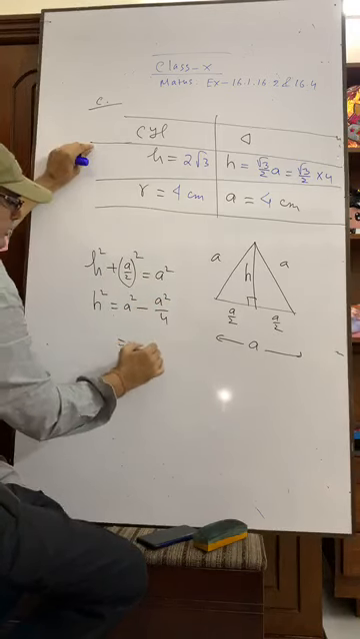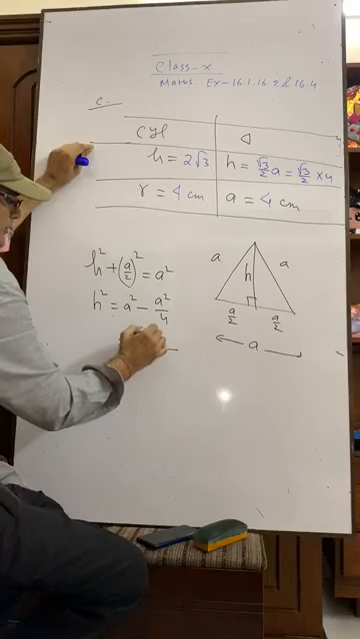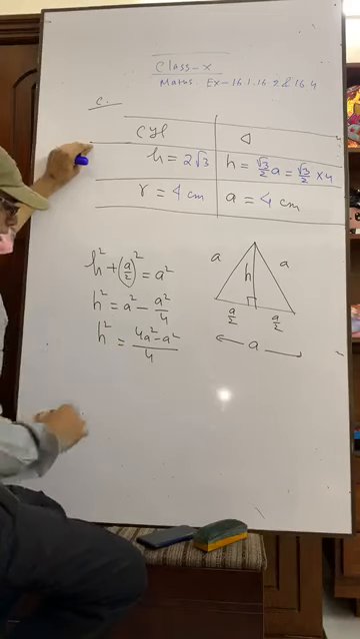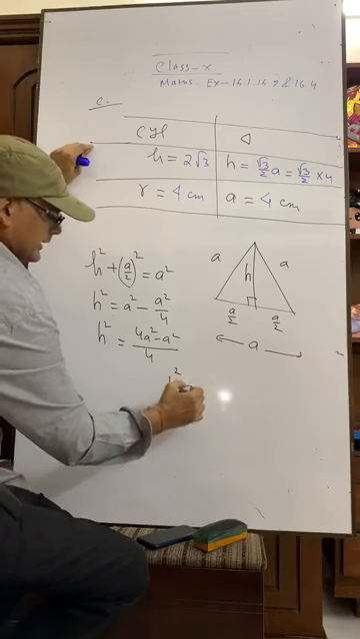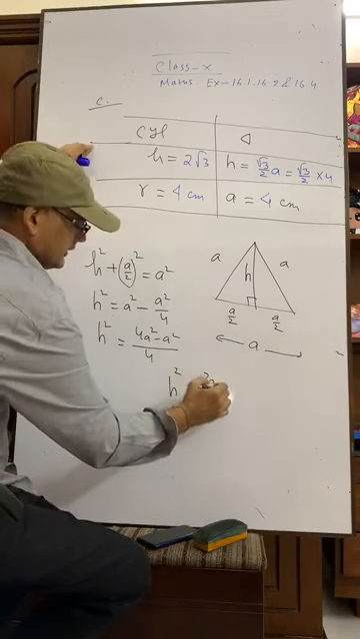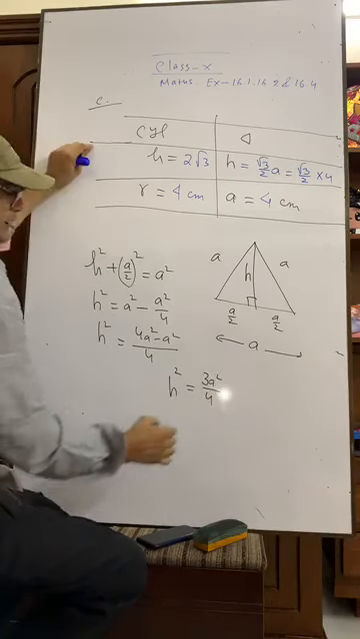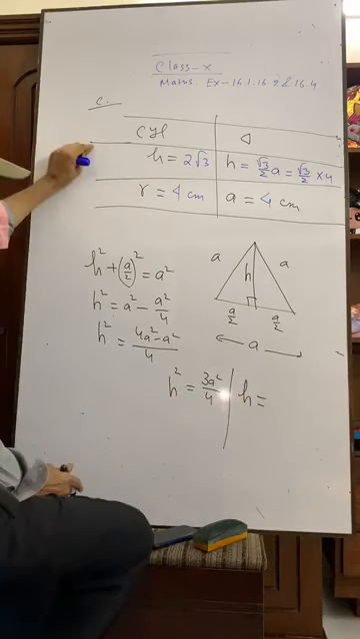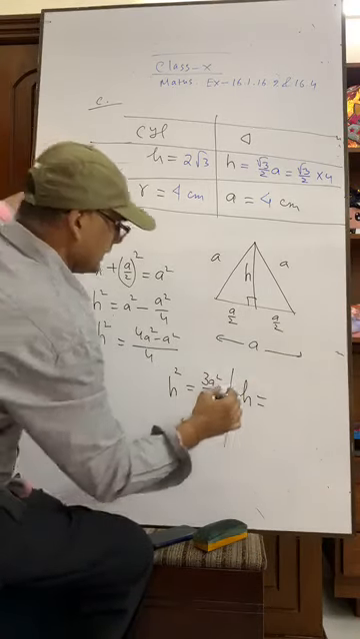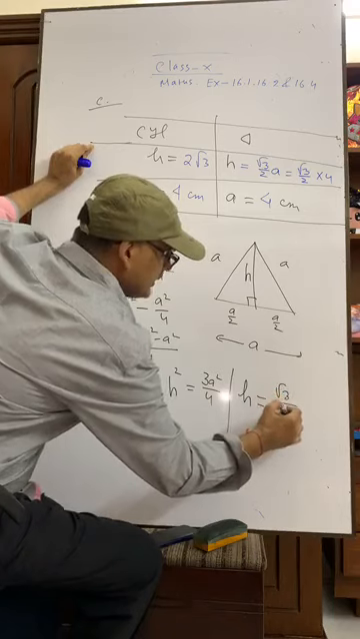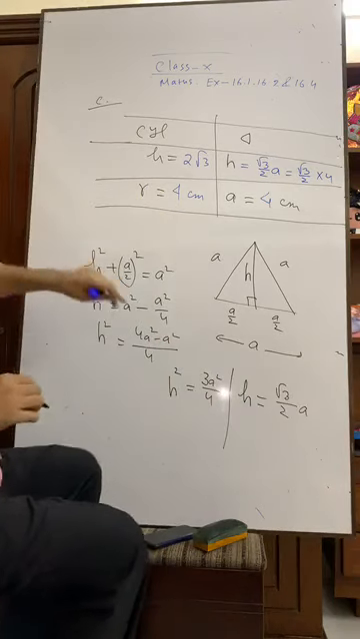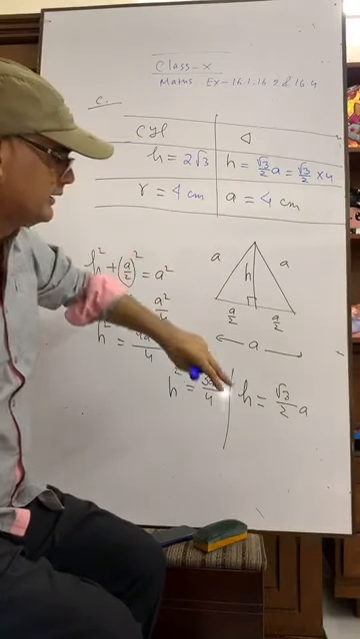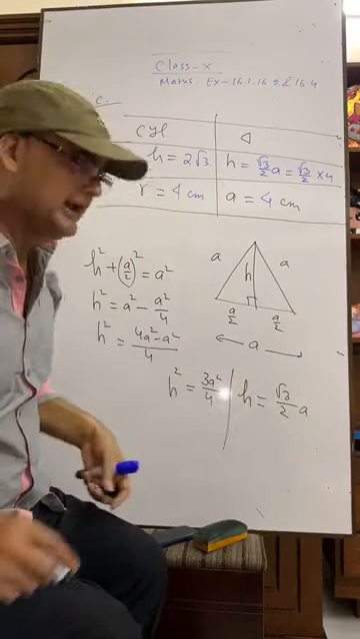Now if we calculate, we will get 4a square minus a square, that means h square equals 3a square by 4. But we have to find the height. If we take the square root here, we get root 3 by 2 into a. I have written root 3 by 2 into a.